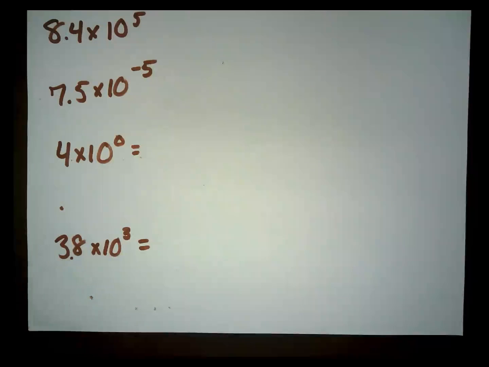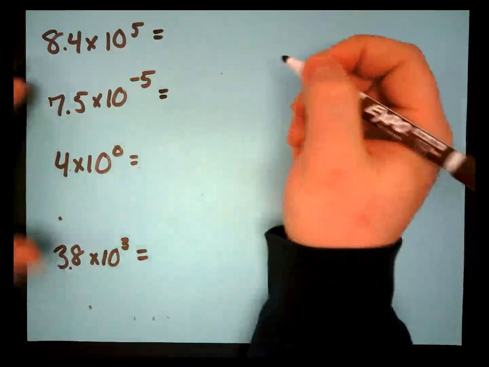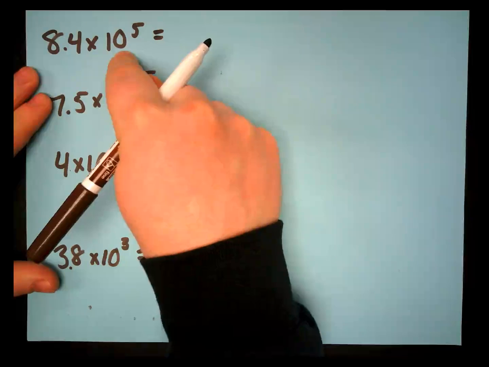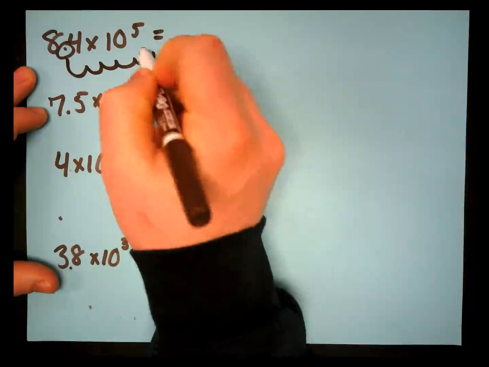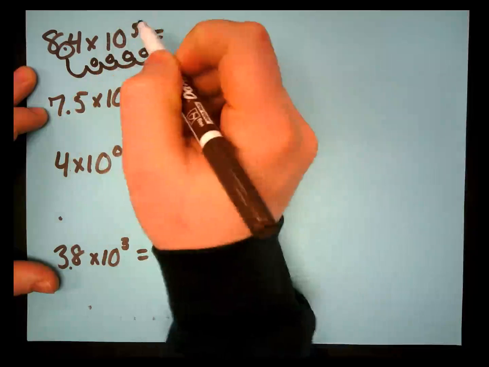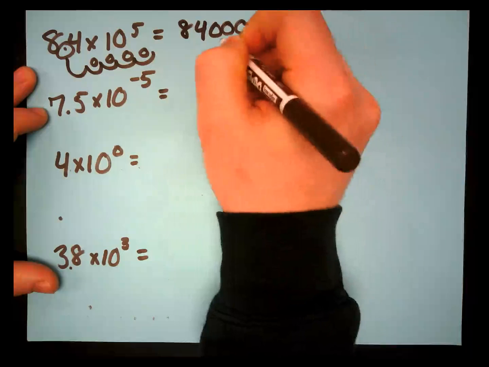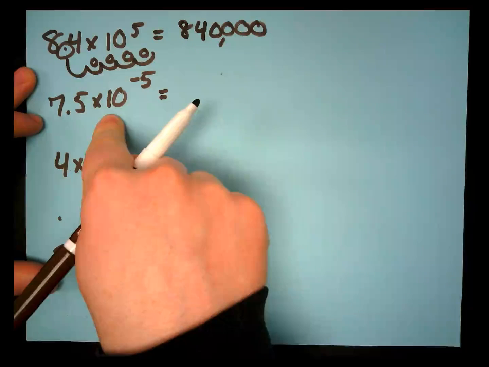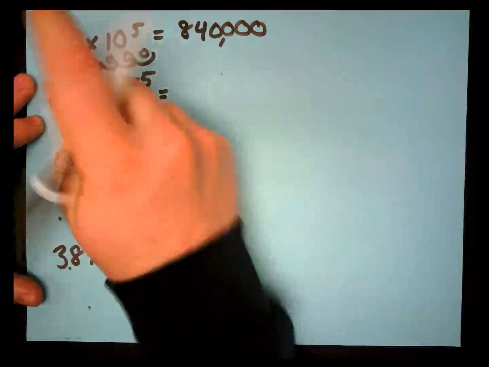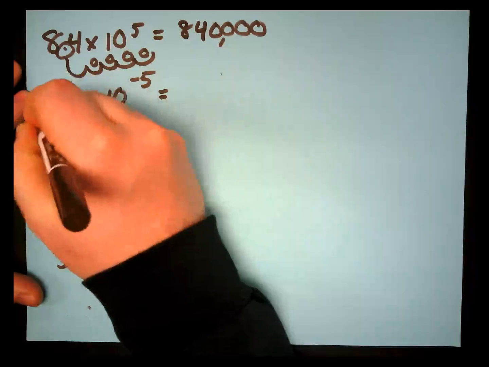And then the last final 4. Okay. So 8.4 times 10 to the 5th power. Decimal, 1, 2, 3, 4, 5. Okay, so 8, 4, 1, 2, 3, 4. 840,000. Same thing here, but it's a negative 5, so we're not going to go to the right, we're going to go to the left. So 1, 2, 3, 4, 5.